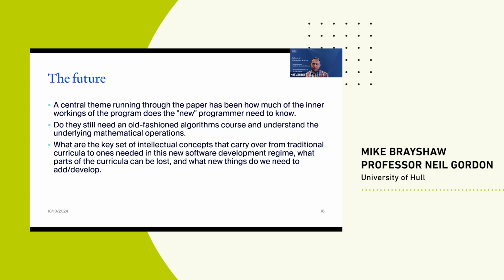So the future of this, in the last minute or so, is looking at how much a new programmer really needs to know. How far do you still need the old advanced algorithm courses? How far do we understand things like complexity? How far do you understand how to write simple code when AIs can do that for them? And what are the intellectual concepts we need to carry over that really are key to our students in the future?